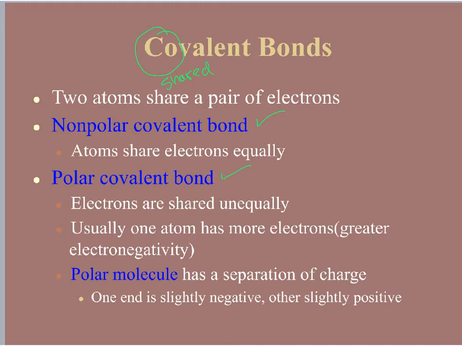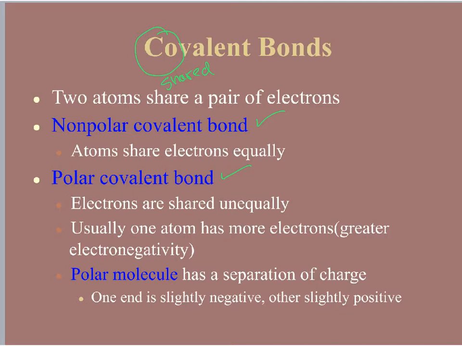And polar covalent bonds, it's still a covalent bond. They're still sharing the electron, but in a polar covalent bond, one atom pulls on the electron, or the electron is closer to one atom than the other. And this usually occurs when one atom has greater electronegativity. So the electron isn't stolen like in an ionic bond, it's still shared. It doesn't get taken away from the one that's less electronegative.